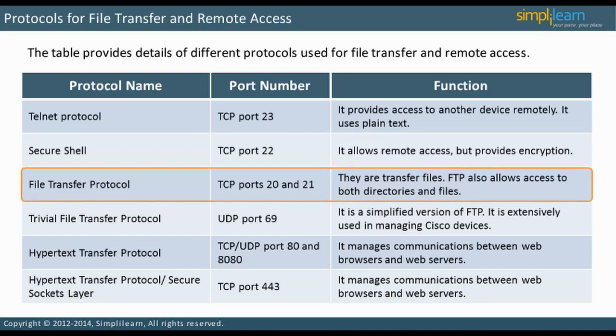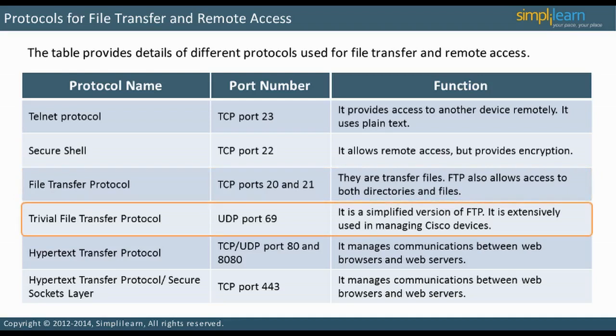File Transfer Protocol, FTP, TCP ports 20 and 21, transfers files. FTP also allows access to both directories and files. Trivial File Transfer Protocol, TFTP, UDP port 69, is a simplified version of FTP. It is extensively used in managing Cisco devices.